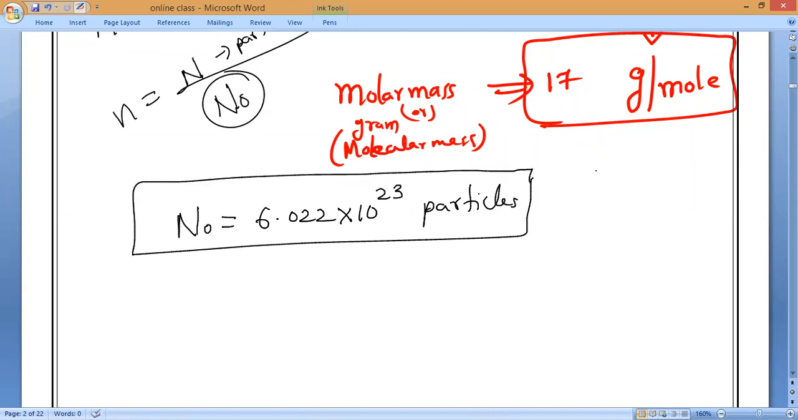As I told you, with the help of formulas everybody can solve, but without formulas very few can solve. So that is what we are going to discuss in today's class: how to do the numericals of mole concept without formula. Shall we start now? Yes, sir.